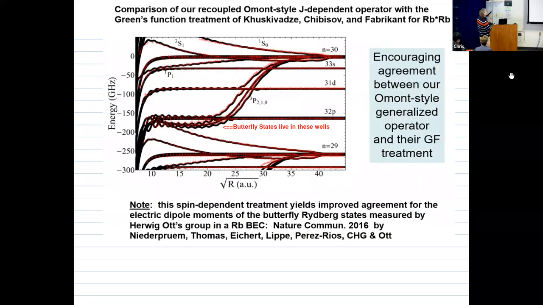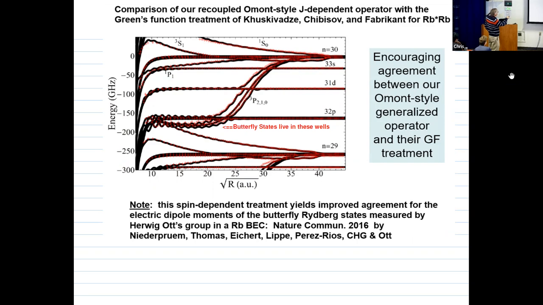Okay, so this is a comparison of similar potential curves with the Greene's function treatment for rubidium. We have pretty good agreement, with the caveat that we sort of picked the basis to get to this. Our spin-dependent treatment does give improved agreement with some of the properties calculated in this study by Hervig Ott. They were the first ones to actually measure the butterfly Rydberg states, the bound ones that live down here. And I want to just talk a little about that study in my remaining time.